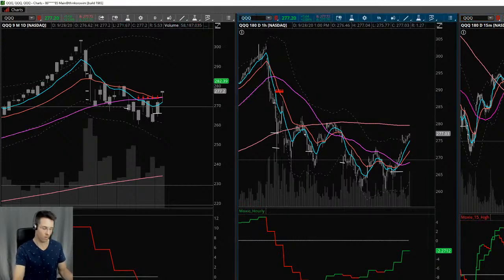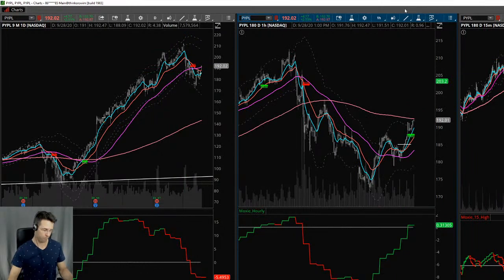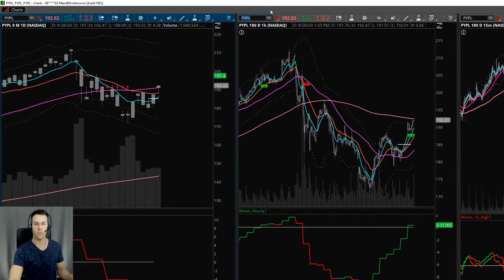Let me show you another example of how this stuff kind of looks. PayPal. And look here. It is running right into the underside of the hourly 200. Let's see if that is resistance for now. Now, this isn't to say that it can't keep going up at some point, but that is going to provide some resistance. And same thing, we still have the 8 underneath the 21 on the daily chart.